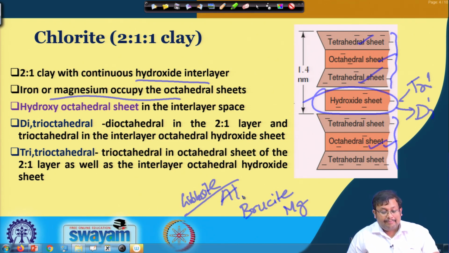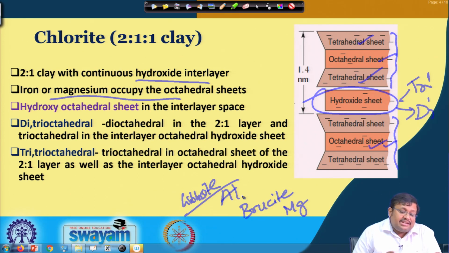chlorite clay mineral. Now, there is another type called di-trioctahedral. So, dioctahedral in the 2:1 type of layer and trioctahedral in the interlayer octahedral hydroxide sheet. In this condition, it will be called a di-trioctahedral chlorite. Another condition is trioctahedral chlorite. That means trioctahedral in the octahedral sheet of the 2:1 layer as well as in the interlayer octahedral hydroxide sheet. So, both the hydroxide sheet as well as the octahedral layer will be dominated by magnesium in the case of trioctahedral.